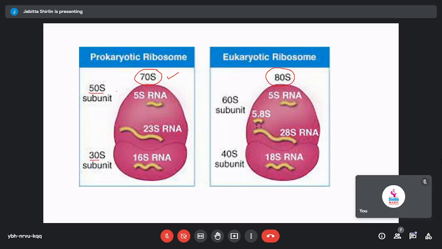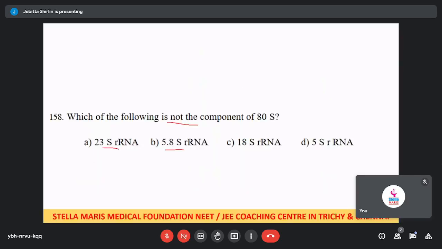So the prokaryotic ribosome has two subunits. The larger subunit is the 50S subunit, and the smaller is the 30S subunit. The 50S subunit is made up of 5S rRNA and 23S rRNA, and the 30S unit has 16S RNA in it. The 80S ribosome has two subunits, 60S as well as 40S. In the 60S you see three divisions, 5S, 5.8S and 28S. I repeat, 5S, 5.8S and 28S. And the smaller subunit has 18S RNA in it. Our question was, which is not associated with the 60S unit of the 80S ribosome. I'll go back to the question. You have 23, 5.8, 18, and 5.